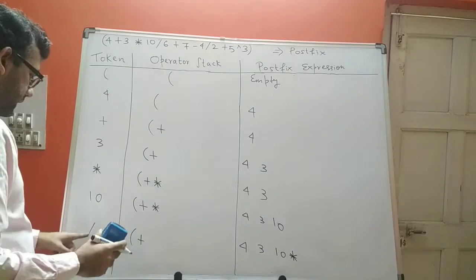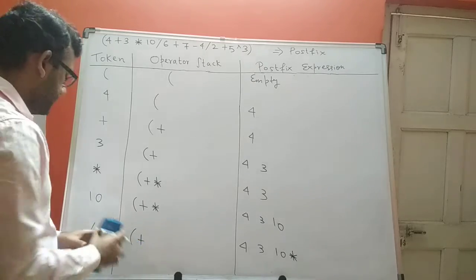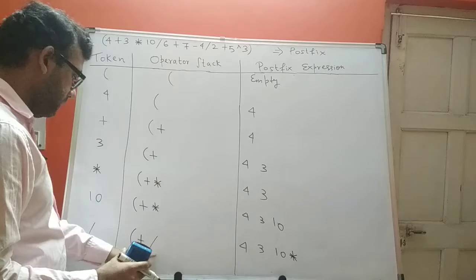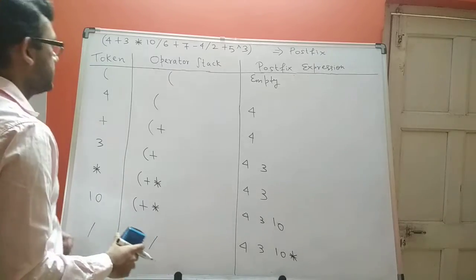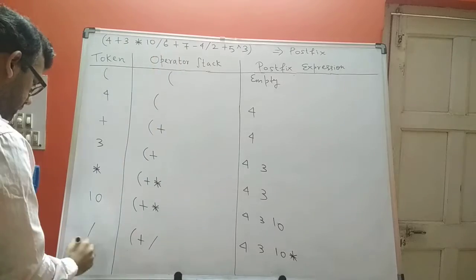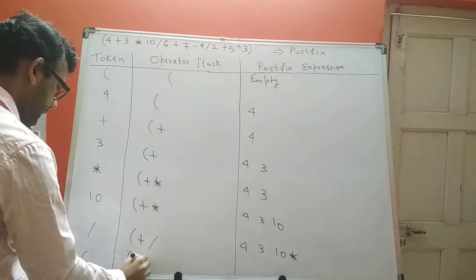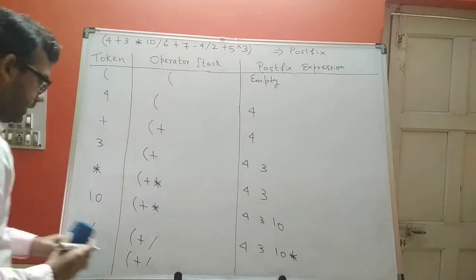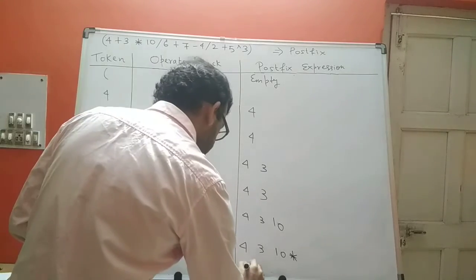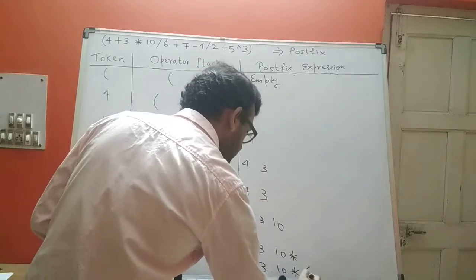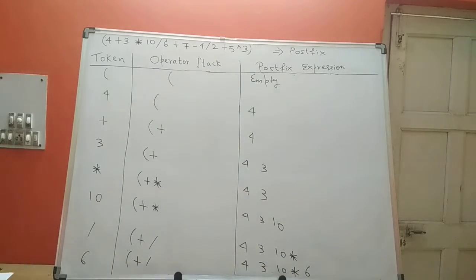Now again I'll check. Does division have greater precedence than plus? Yes. So I can push division onto the stack, because an operator with higher precedence can be above an operator with lower precedence. Now the next token is 6. Since 6 is an operand, I will simply add it to my postfix expression. So what you do is you copy it down till this point and then I'll proceed.